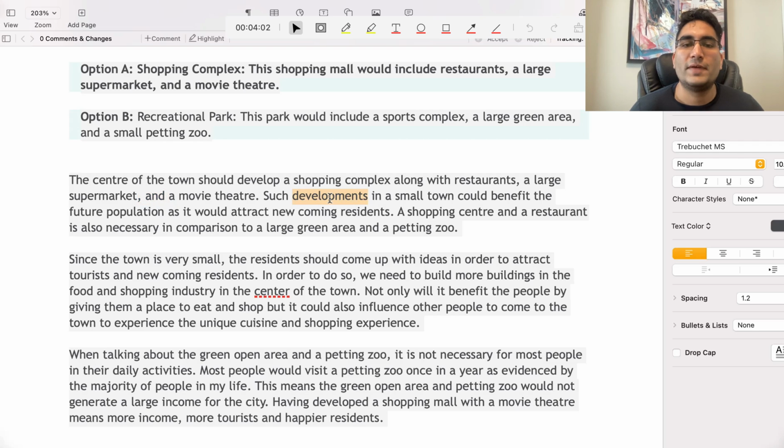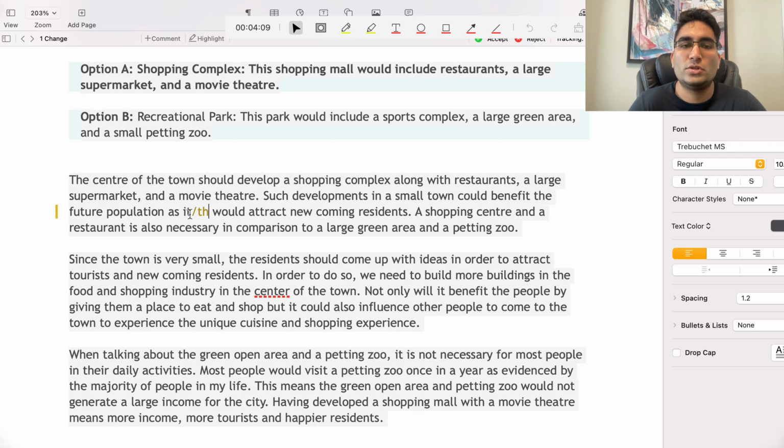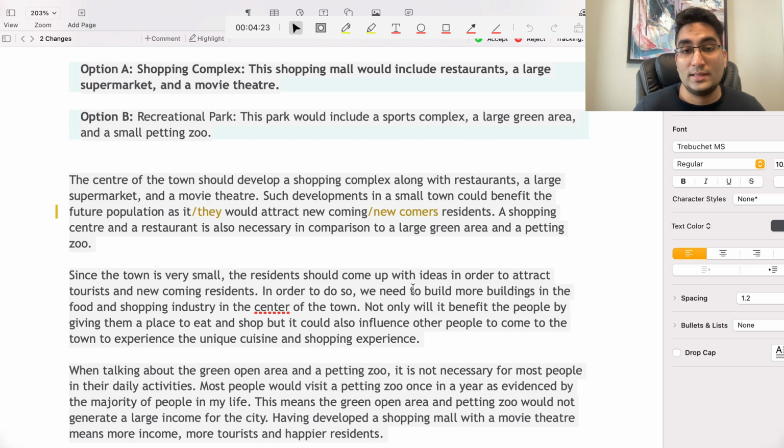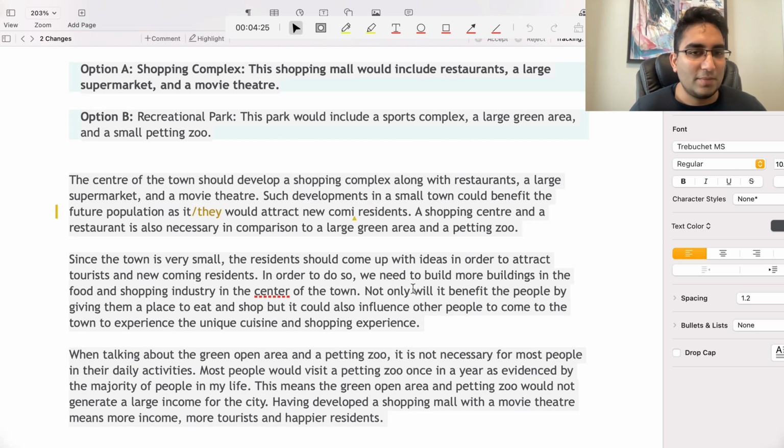Okay, so she said "such developments," that's the subject, and then she says "as it would attract." Well, we're talking about plural, so it should be "as they would attract new coming residents." The developments is the subject, hence "they would attract." What does "new coming" mean? There's a term, newcomers, right? You can say that, but "new coming" is not really a term, so we're going to remove it. And just so you guys know what I removed, I'm going to put everything I'm removing in brackets. So just "new residents."